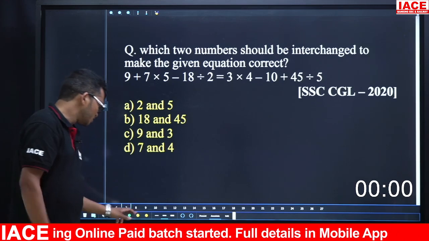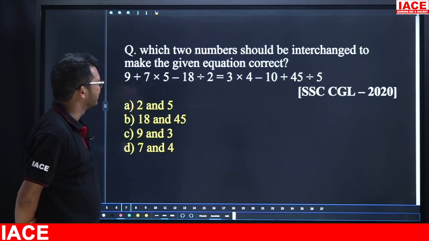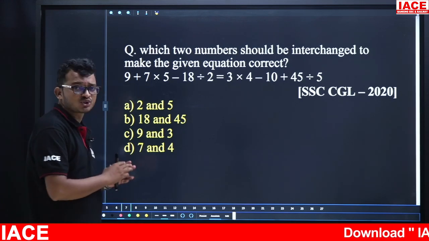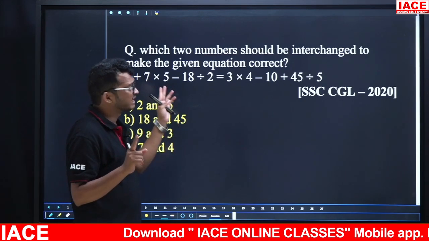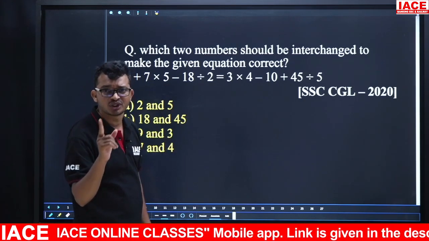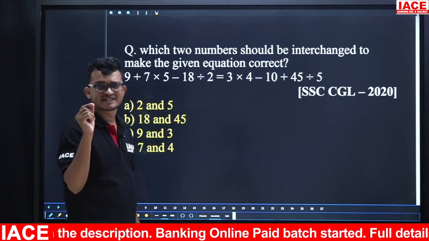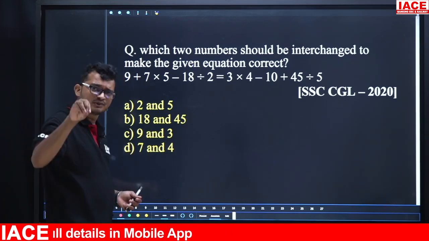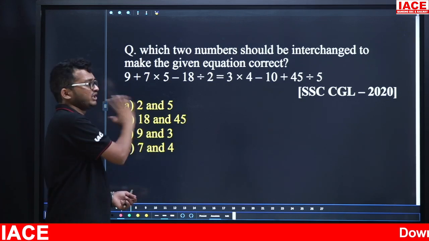Time up. So take the given one. Which two numbers should be interchanged to make the given equation correct? Friends, for this type of interchanging question, remember one point: compulsorily go through the options from the end to the start. About 70% of the time they will give the answer as option C or option D. So, instead of checking from A to D, check from D to A.